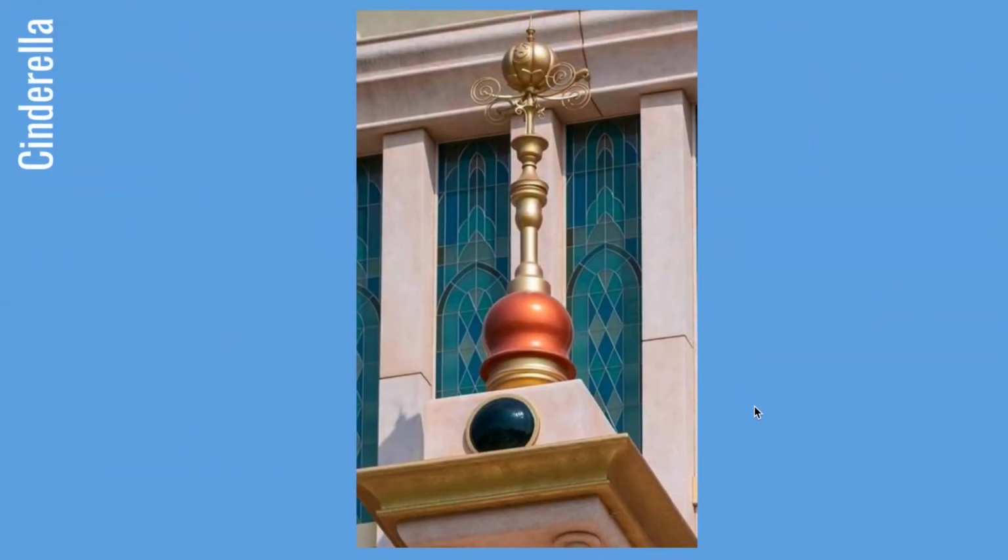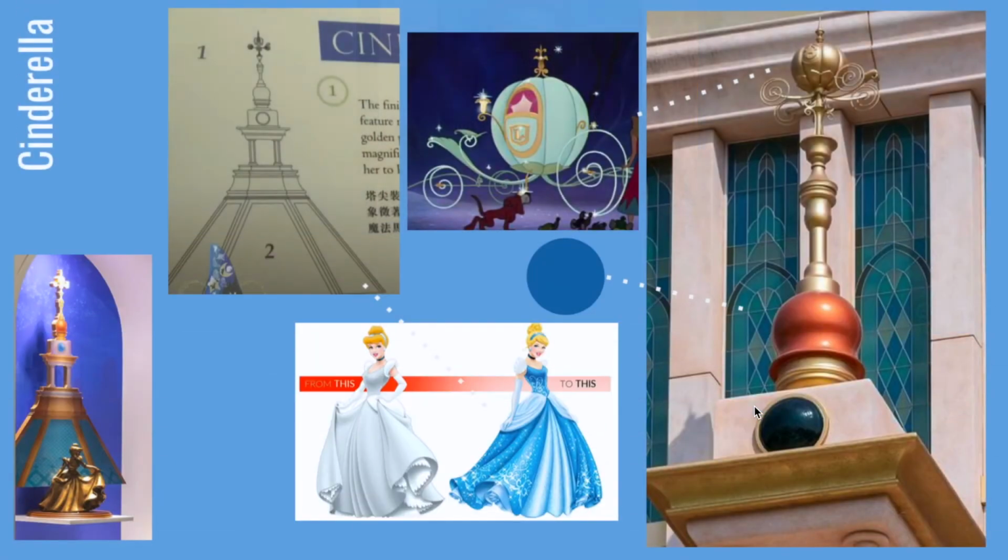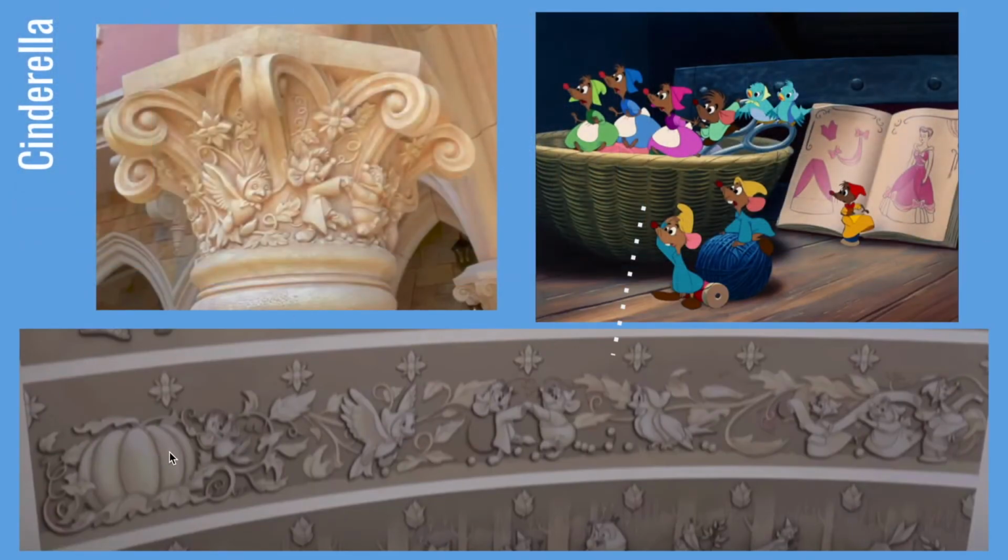Alright, Cinderella. Blue's pretty associated with Cinderella, so we can see the blue back here and the blue over here and over here is kind of more the shade of her current dress than her original dress, which was more of a white blue. And we see at the top is the carriage. On her capital, we just see the pumpkin, and we see all of her animal friends down here. This flower, we're not really sure where it comes from, but that is her flower.